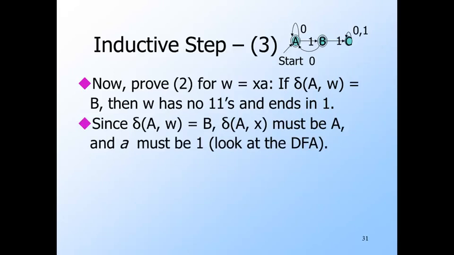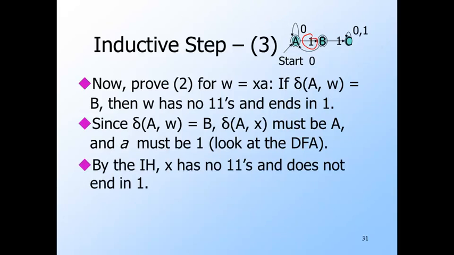There's only one way to get to B. You have to be in state A, and the input has to be 1. Thus, if w equals x followed by a, then x gets us to state A, and the symbol a is a 1. We can therefore conclude that w ends in 1.